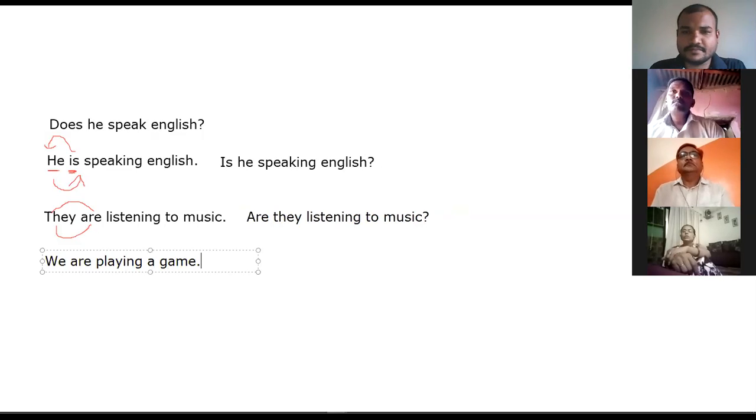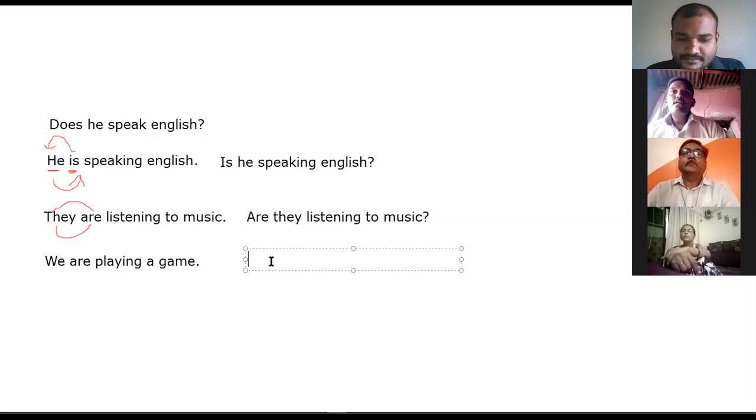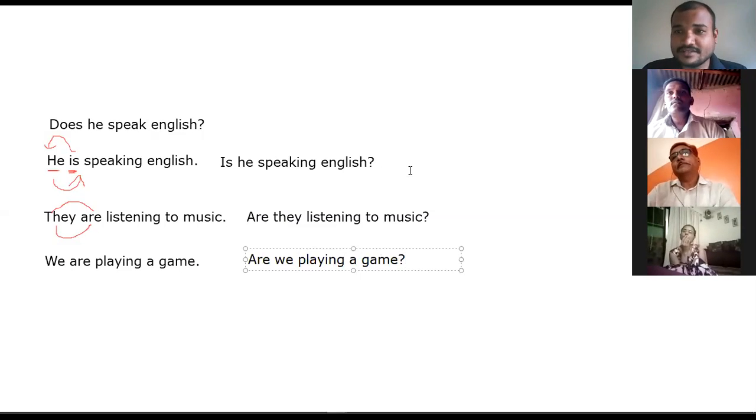We are playing a game. Right? Question: Are we playing a game? Exactly. Why so many doubts? Be confident. I don't have doubt. But why do a lot of people have a lot of doubts?